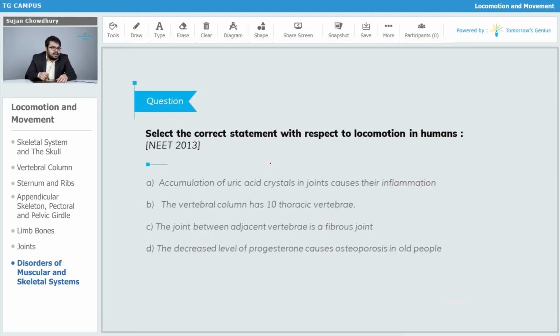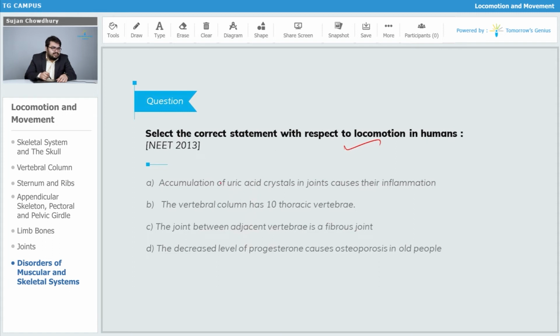So here let's answer a question. We have to select the correct statement with respect to locomotion in human. Let's see. A: The accumulation of uric acid crystal in joint causes their inflammation. B: The vertebral column has 10 thoracic vertebrae. C: The joint between adjacent vertebrae is fibrous joint. D: The decreased level of progesterone causes osteoporosis in old people.